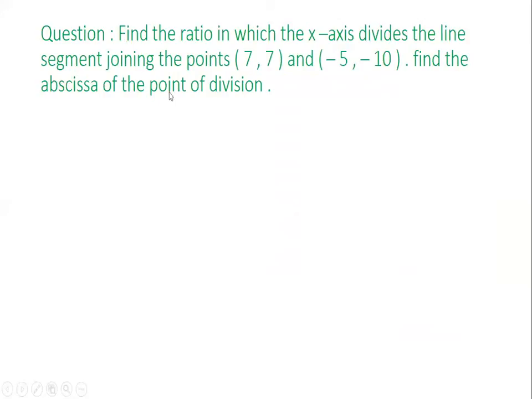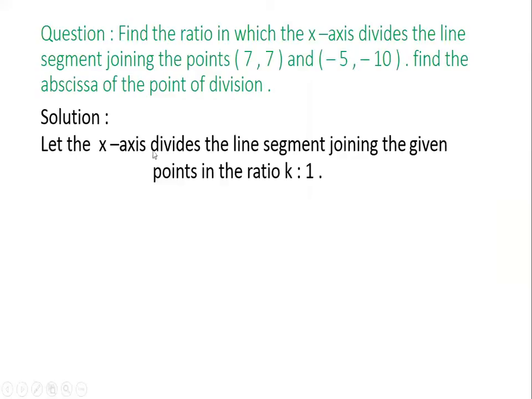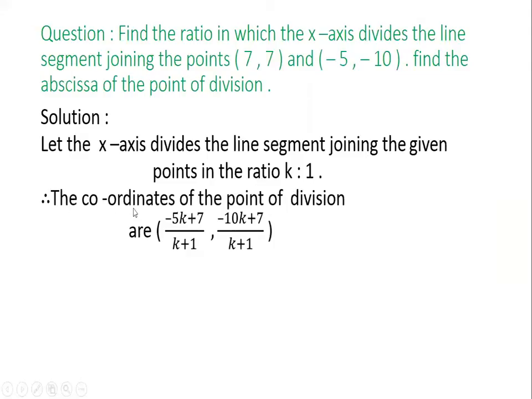Now we solve some problem based on this theorem. Find the ratio in which the x-axis divides the line segment joining the points 7, 7 and -5, -10. Find the abscissa of the point of division. Let the x-axis divide the line segment joining the given points in the ratio k : 1. So the coordinates of the point of division are -5k plus 7 by k plus 1, comma -10k plus 7 by k plus 1.